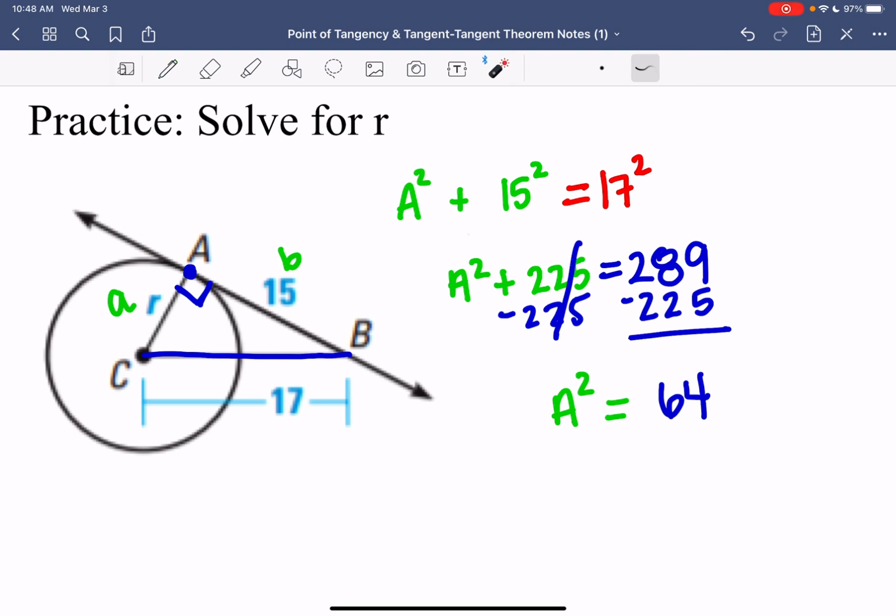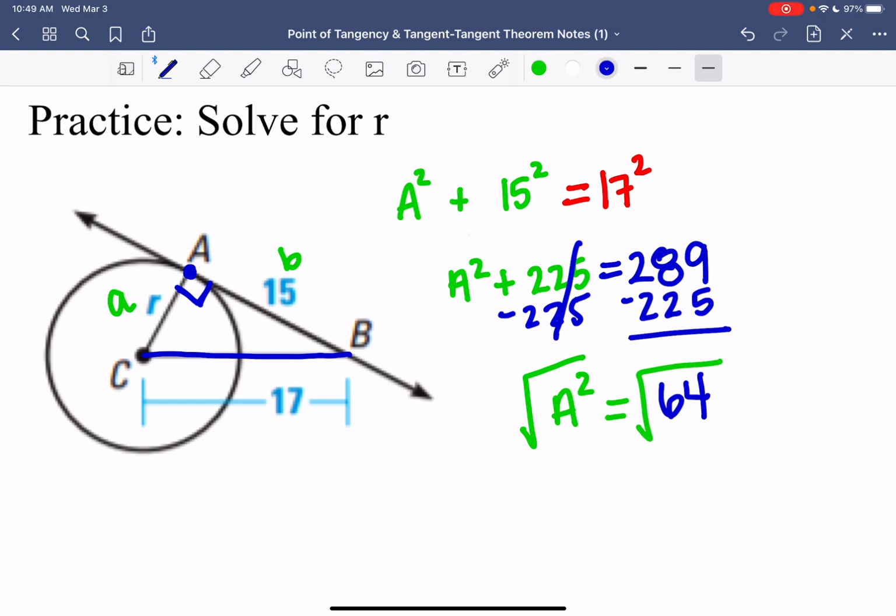Remember, to isolate a variable when you have an exponent, the opposite of a square is a square root. Some of you might know it as a radical, okay? The opposite of a square is a square root. The opposite of an exponent is a radical. So in order to get my A by itself, I need to square root that side, but whatever I do on one side of my equal sign, I must do to the other. So I'm also going to take the square root of 64.